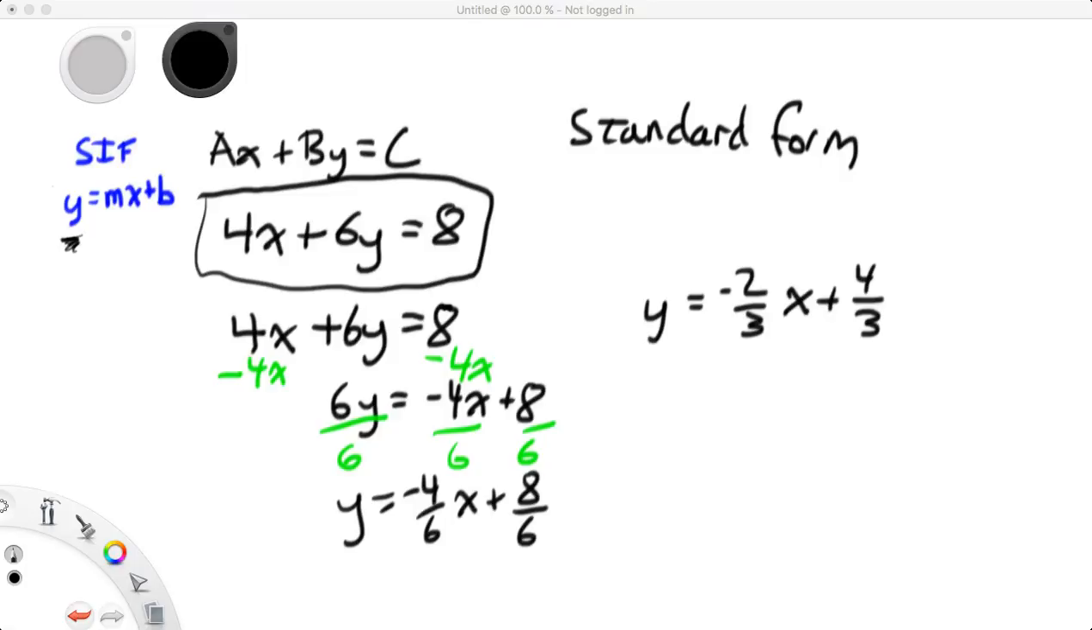We're going to divide everything by 6, because that is the inverse of multiplication, and we get that y equals negative 4 sixths x plus 8 sixths, okay, which we would then reduce to the simplest form of those two fractions. And we would say that this is y equals negative 2/3 x plus 4/3, which is also 1 1/3. Okay, so that's converting to slope-intercept form. Okay, we'll go over more stuff in the future.